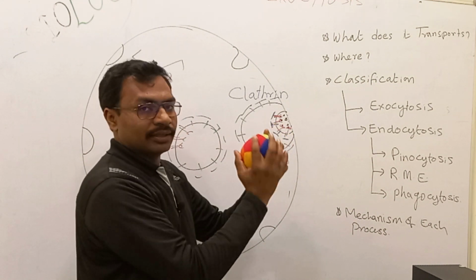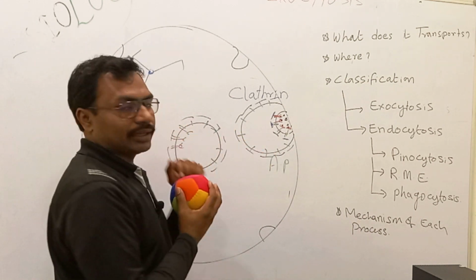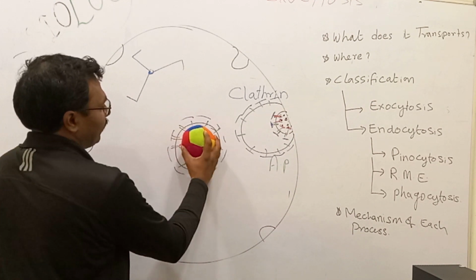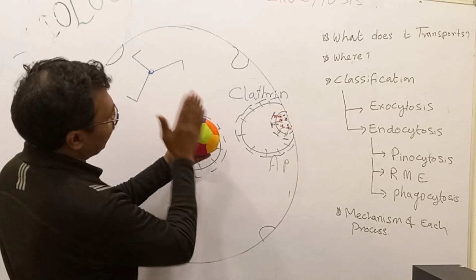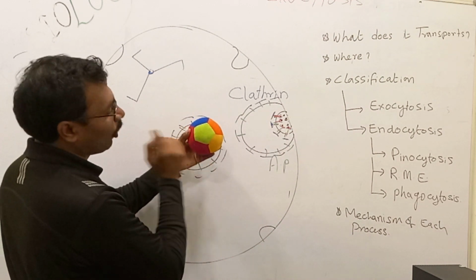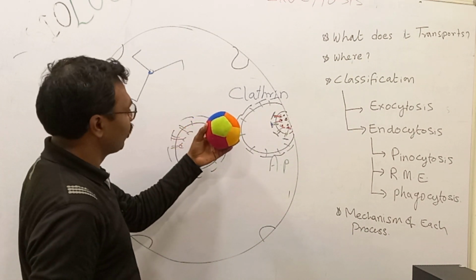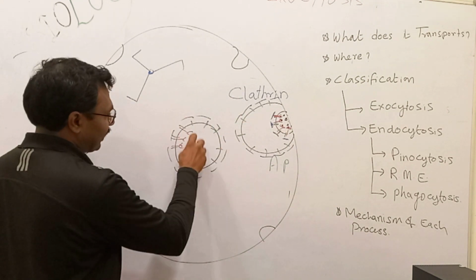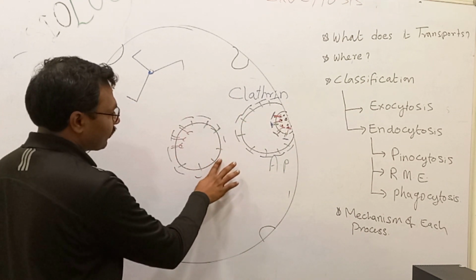So across the vesicle, it forms the complete vesicle. It looks exactly like this, the geometric array of this triskelion interlocking by the clathrin protein. Once it completely forms the vesicle, the clathrin will be released from here.